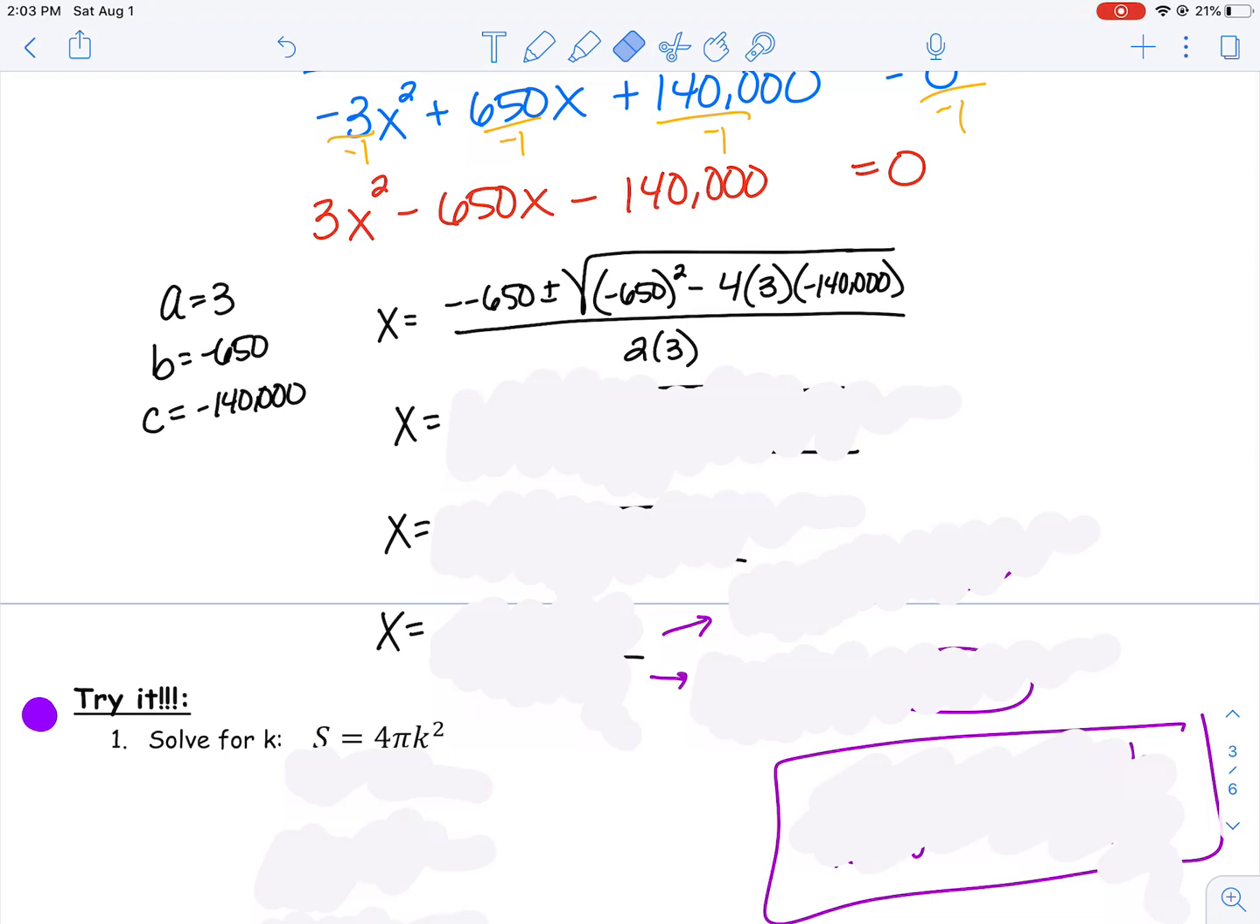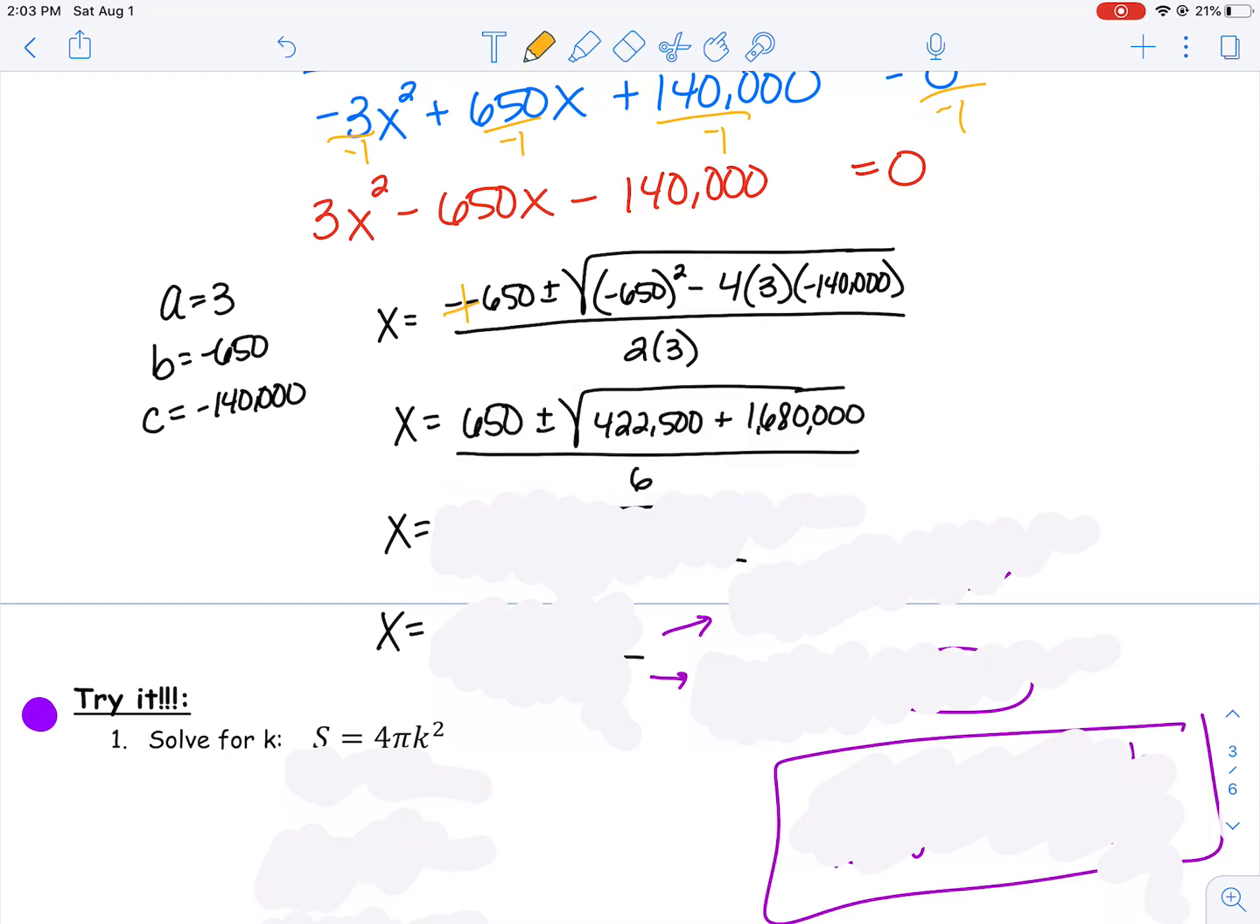So now using my calculator, I can simplify a little bit. The 2 negatives in the front made me a positive 650. In my calculator, I can figure out what negative 650 times negative 650 is.